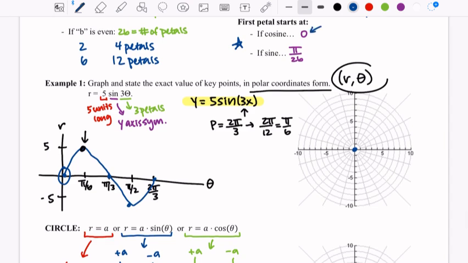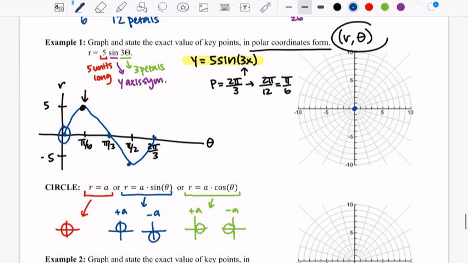Cosine starts, wait. 2 pi. Oh, wait, okay, the first petal starts. Okay, never mind. We'll get there. I'm a little ahead of myself. Okay, so that's my first point.